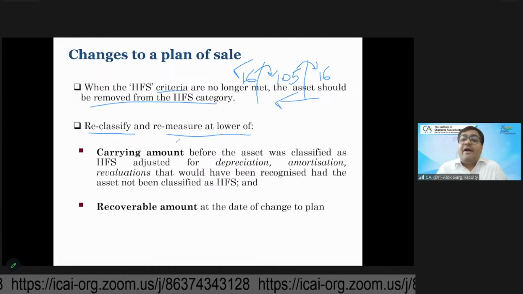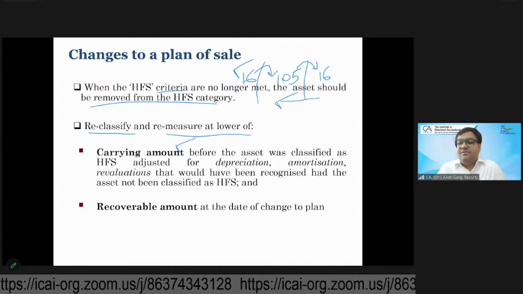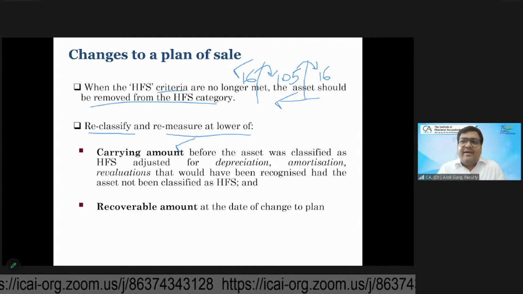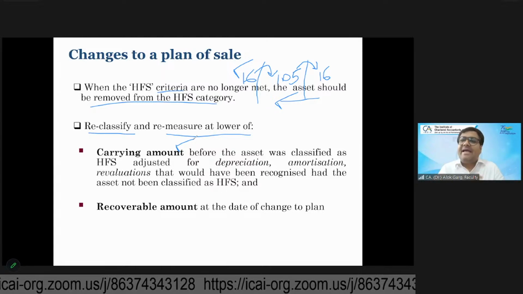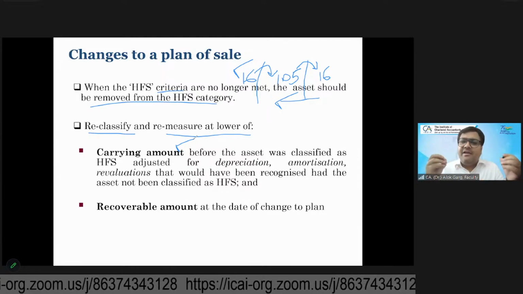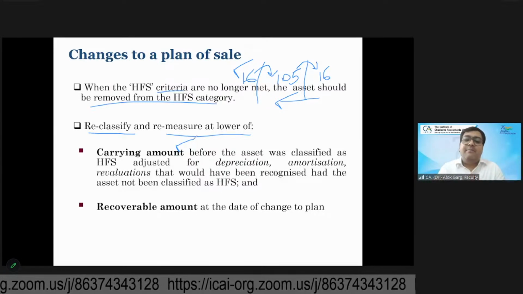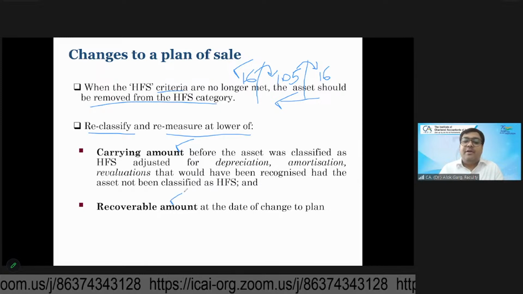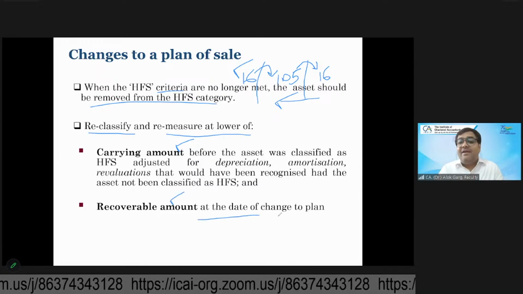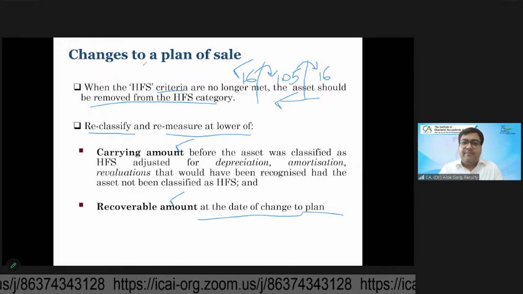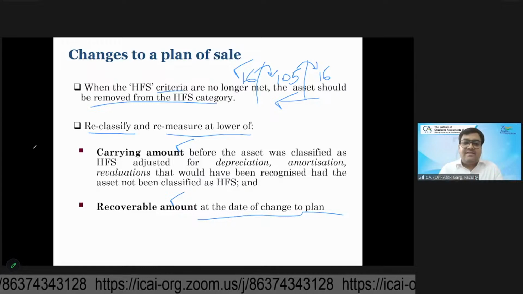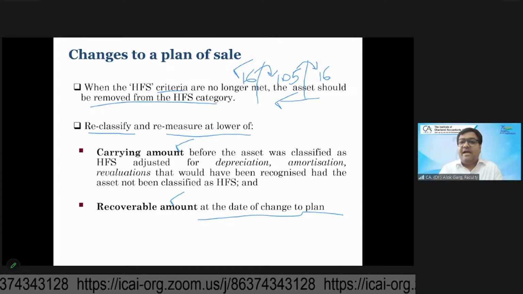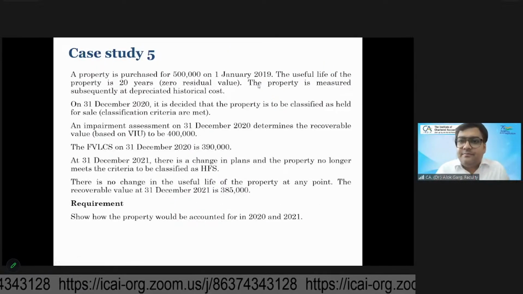So number one, you have to compute the carrying amount, considering what would have been the carrying value had this asset never been classified as held for sale. Number two, recoverable amount at the date of change to plan. Okay, and quickly we will discuss this again with the help of this example.